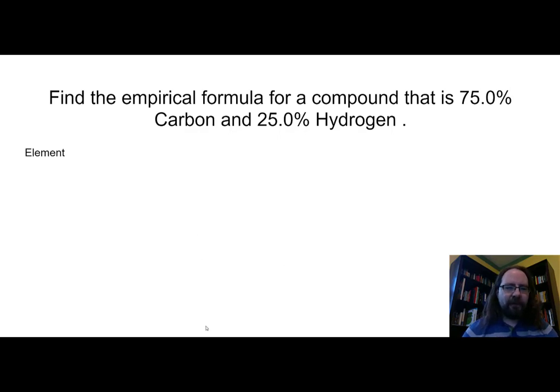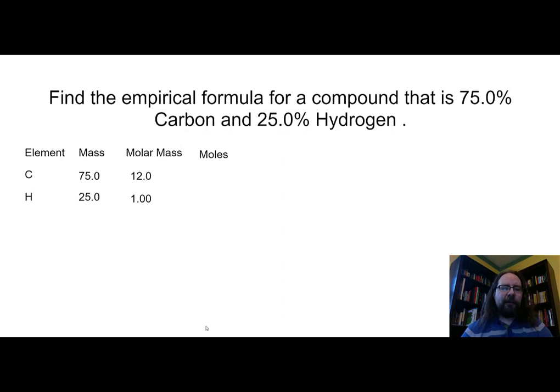Just like before, I'm going to list my elements. I've got carbon and I've got hydrogen. And I need their masses. Again, we're assuming this is 100 total grams. So 75% becomes 75.0 grams. And the hydrogen is 25%, so it's 25 grams. The molar masses, these you should know. Carbon is 12.0 and hydrogen is 1.00.